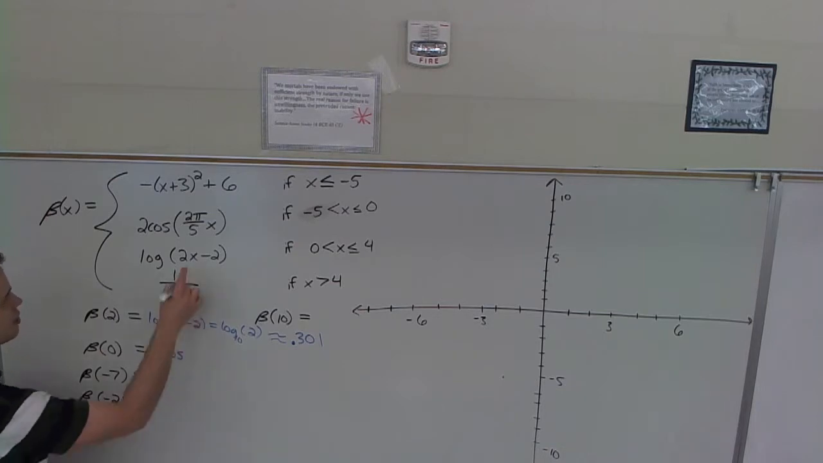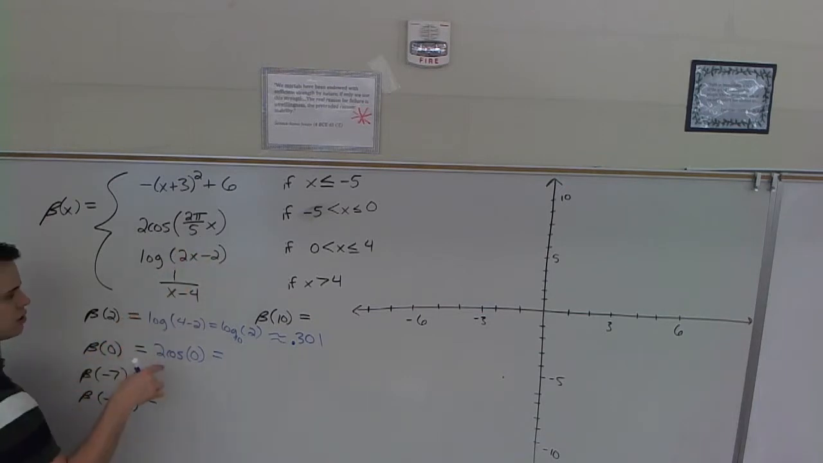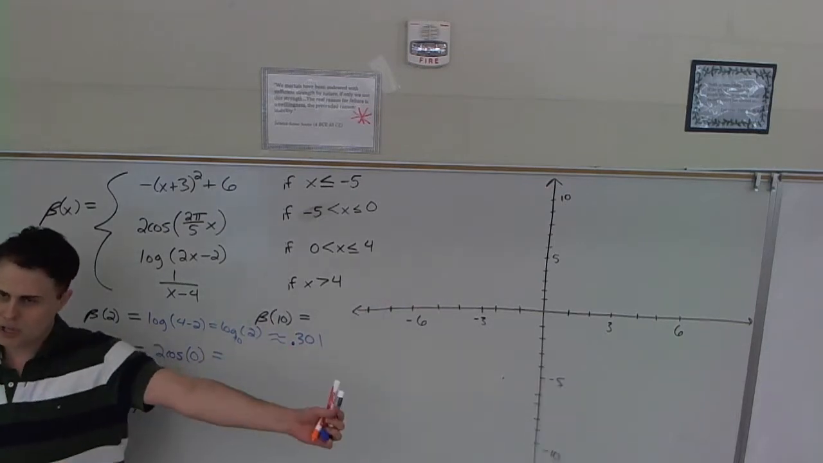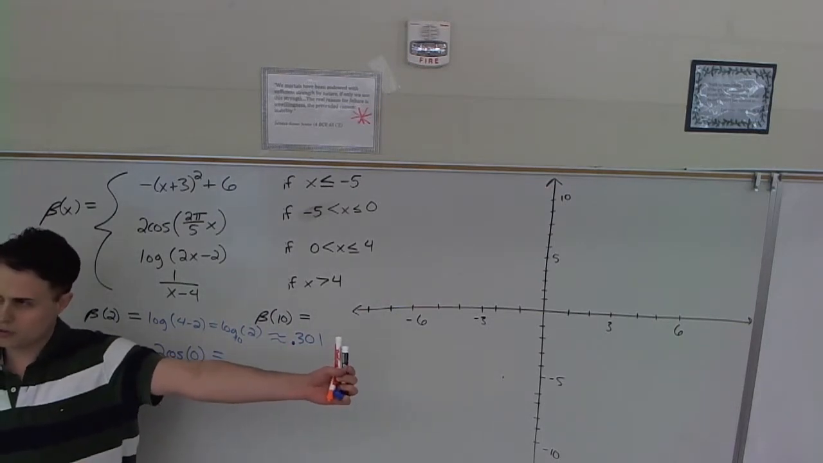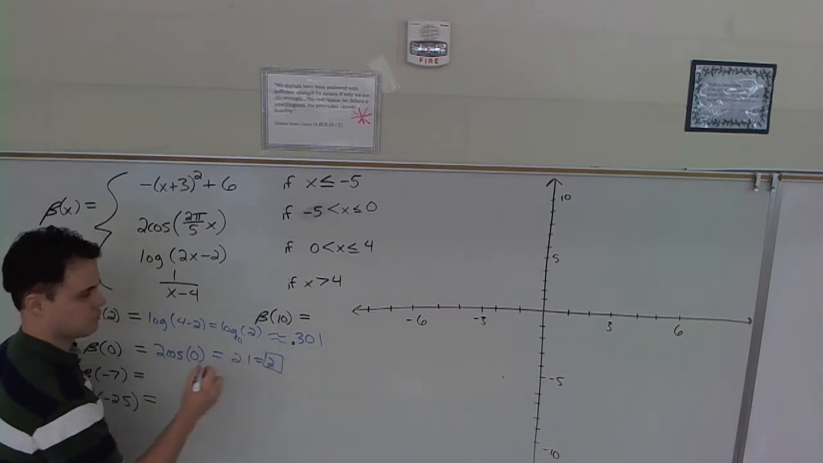2 cosine. If I put 0 in, everything inside will become 0. And you guys, 2 cosine of 0, what is that? Okay, so cosine of 0, 0 is the angle that's over here, and the x value of that angle is 1. So this is 2 times 1, or 2.